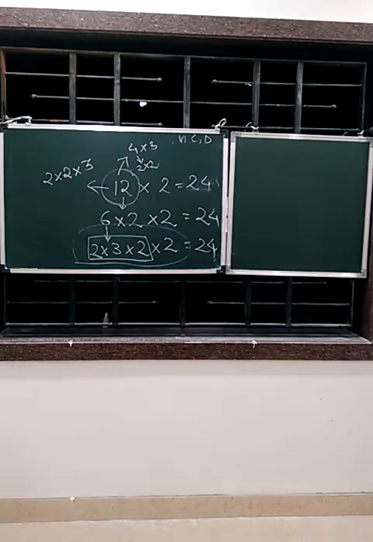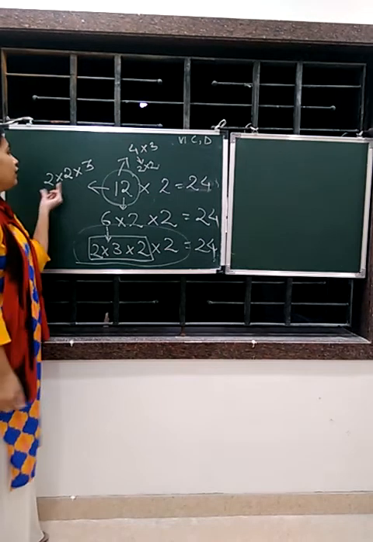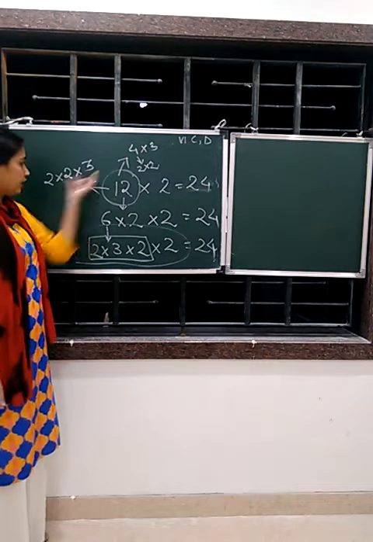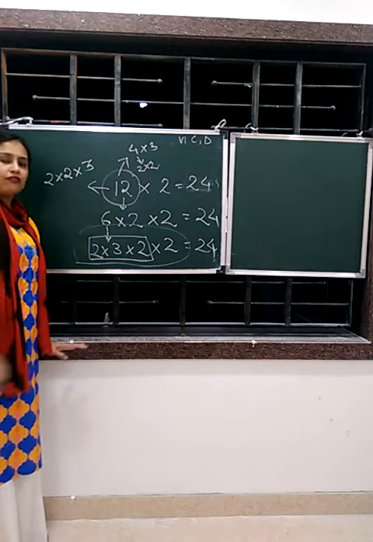Okay, continuing. So what should be the prime factorization of 12? The prime factorization of 12 should be 2 into 2 into 3. So you can see we have written it. Okay, so this is how we find out the prime factorization.